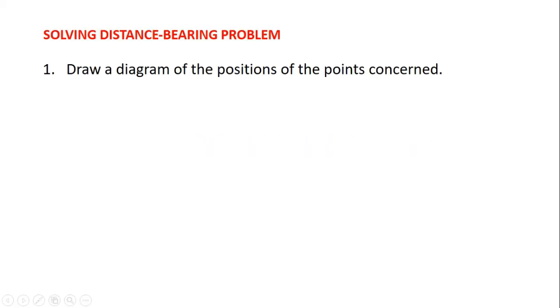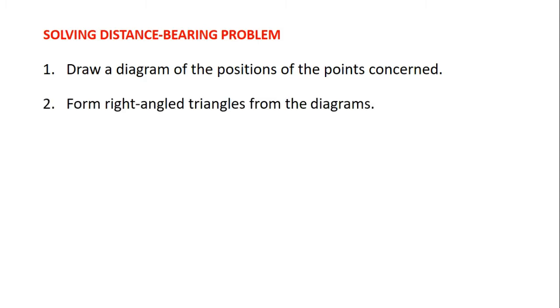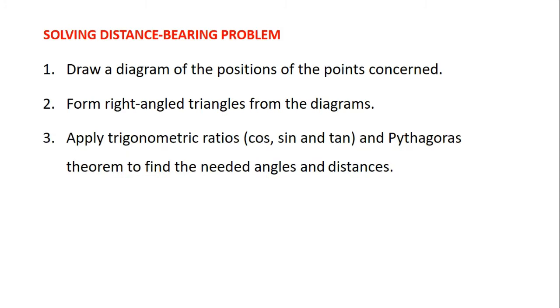When you are being given a distance bearing problem, the first thing you need to do is to draw a diagram of the positions of the points involved. So the points that will be given to you, you draw a diagram to represent their positions, or you draw a diagram for the statement that has been given to you. From there, you form right-angled triangles from the diagrams. Then you use your trigonometric ratios, that is the cos, sine, and tan, and the Pythagoras theorem to find the needed angles and distances.